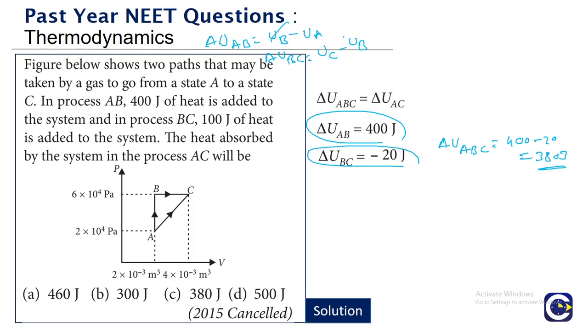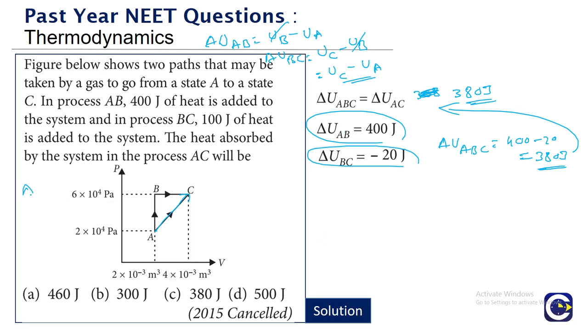So when you add both of them, what is going to happen? We'll get the internal energy of the C state minus the internal energy of the A state. That is the overall internal energy change. And this will be equal to delta U for the AC part also. So look at this AC part. For the AC part, we have got the delta U, that is 380 joules.